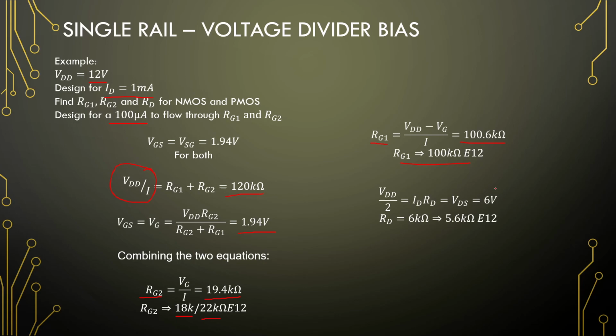Okay, and for your RD, just VDD over 2, and that will give you 6 kilo ohm resistance with 1 milliampere here, and 5.6k is your RD value. Okay, this one will determine your gain later on when we actually do amplifiers. So the design is as simple as that. Let's have a look at our added source resistance before we look at the simulations.